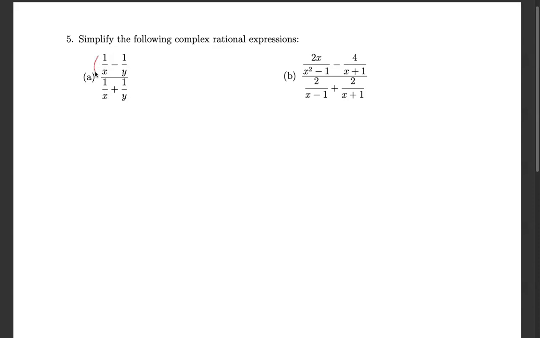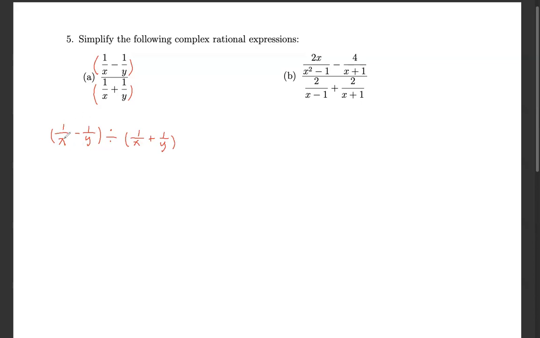So let's put parentheses in the numerator. Let's put parentheses in the denominator. So the meaning of this is 1 over x minus 1 over y, divided by 1 over x plus 1 over y. All right, so I'm going to show 2 ways of dealing with this.